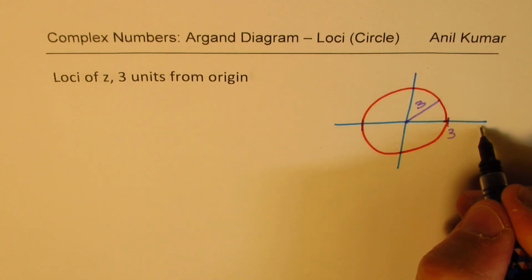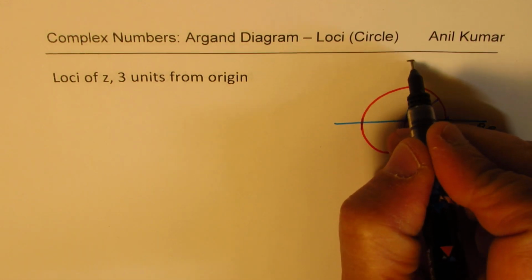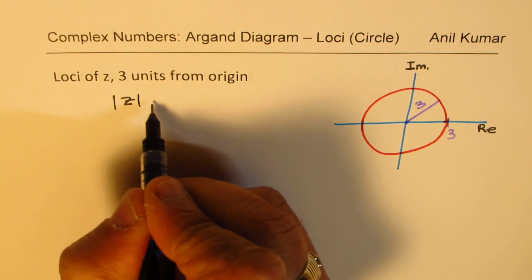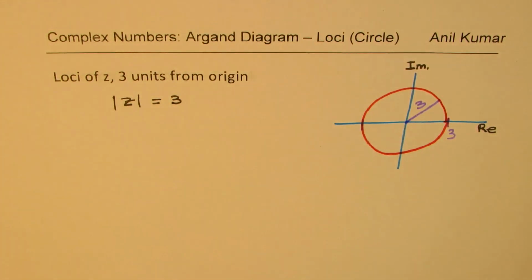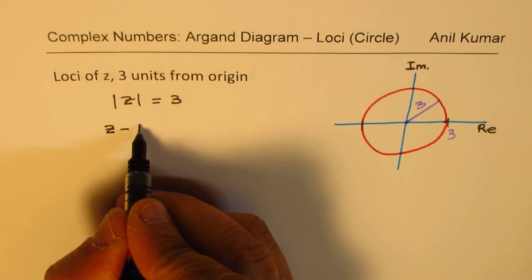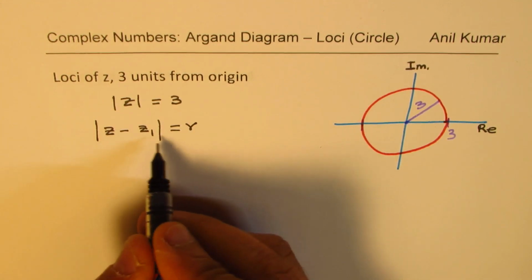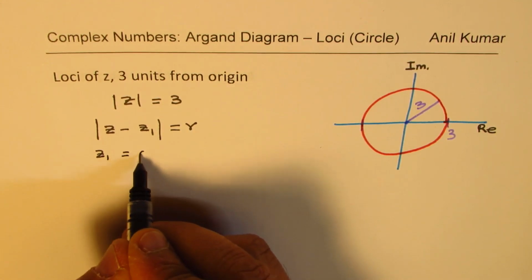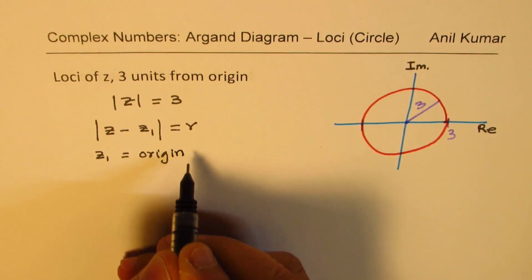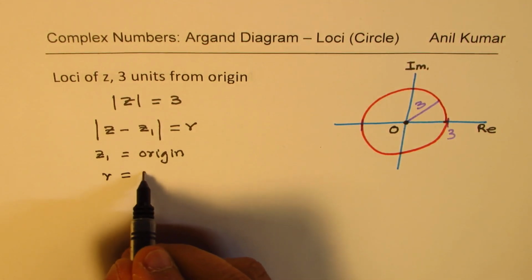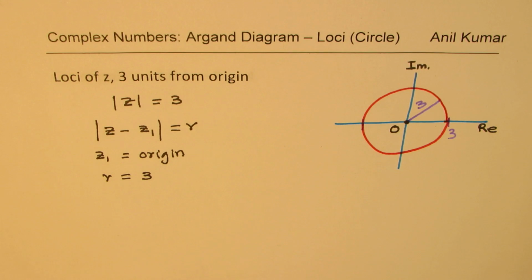And that is our plane, which is having real numbers on the x-axis, imaginary numbers here. So we could actually write this as absolute value of z is equal to 3. So that represents a circle, as you can see here. Now, if you compare with absolute value of z minus z1 equals r, you can see here that z1 is equal to origin. Correct? So the 0, that is the origin, right? And r is equal to 3. Does that make sense, right? So that is how we straight away get our diagram, right?